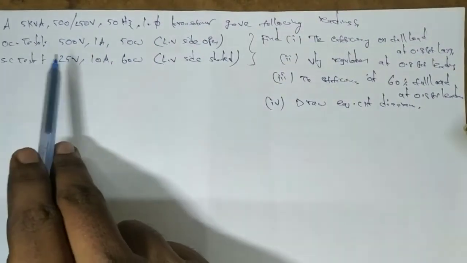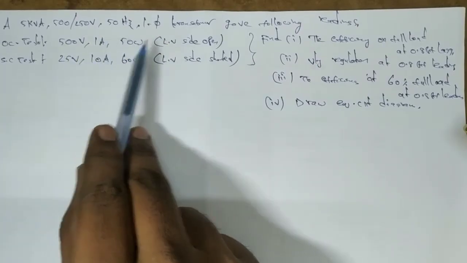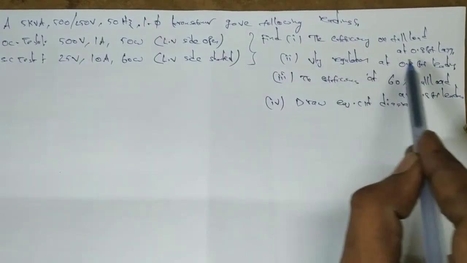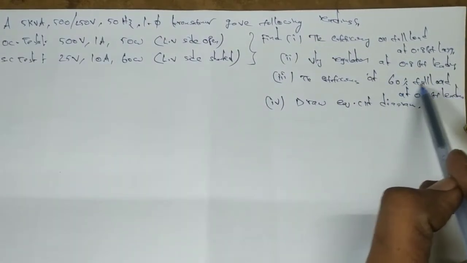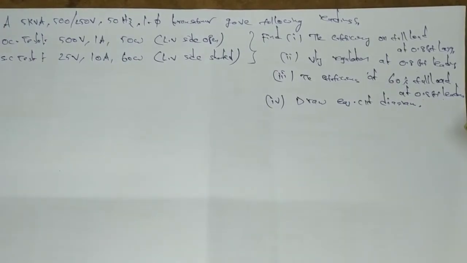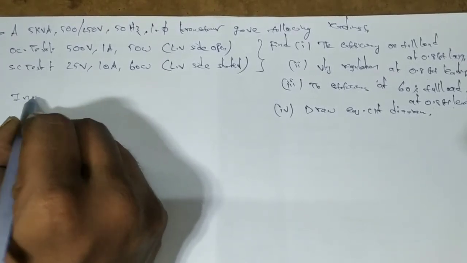Now let us do a problem based on OC and SC, then you will get a clear idea. A 5 kVA, 500 by 250 volt, 50 Hz single phase transformer gave the following OC test readings and SC test readings. Then you have to find the efficiency, regulation, and efficiency at 60% full load. So first write the given data.